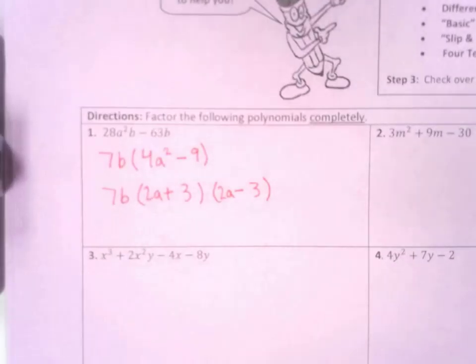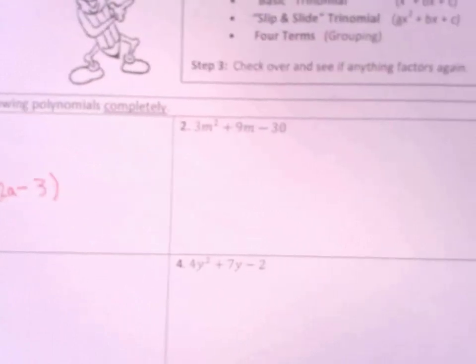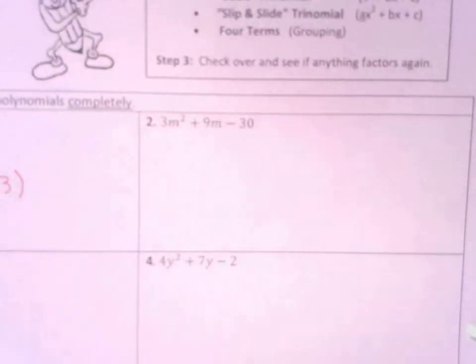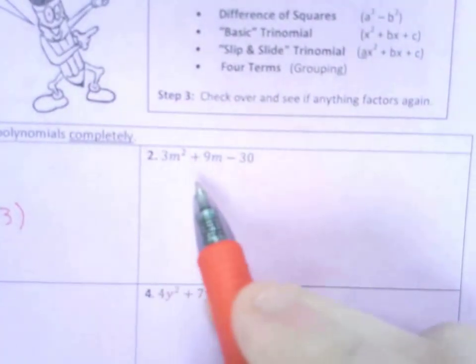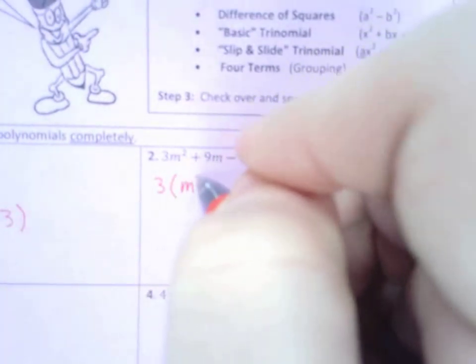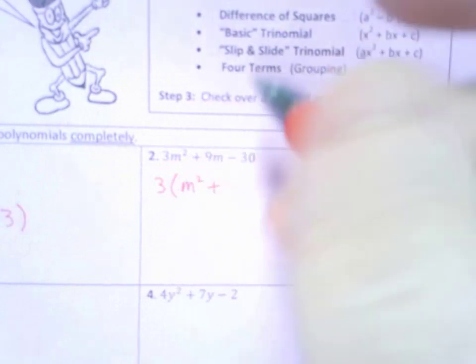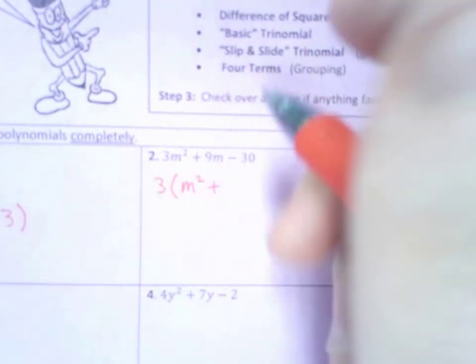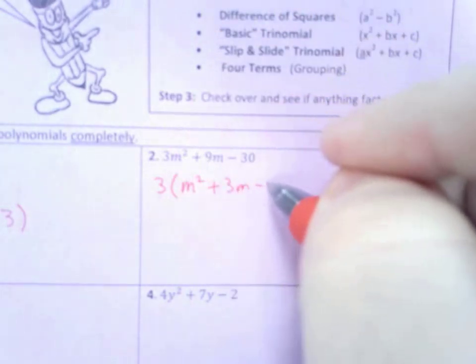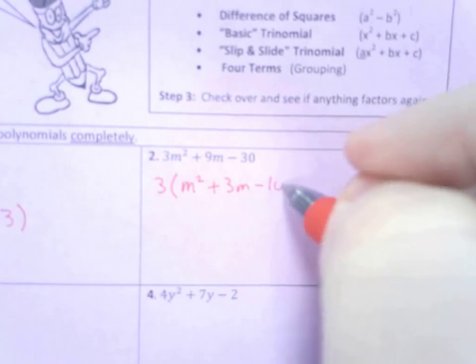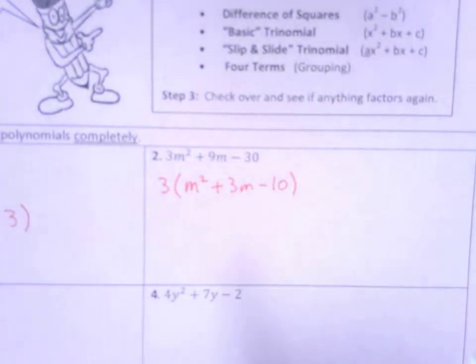Now number 2. So what do we look for first? Yeah, GCF. Is there a GCF? Yes. Yes, what is it? 3. Good. So our trick with GCF is always try the smallest number. 3 is the smallest number, and it is the GCF. So we're going to take a 3 out. M squared. What's 9 divided by 3? Negative 30 divided by 3. Negative 10. Good. Okay, so once we take the GCF out, we're left with this.